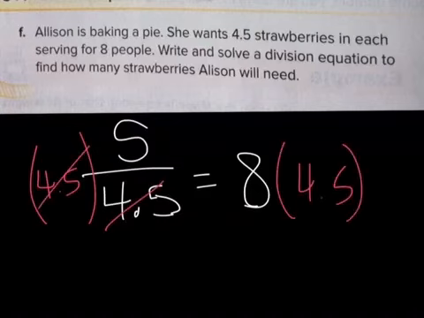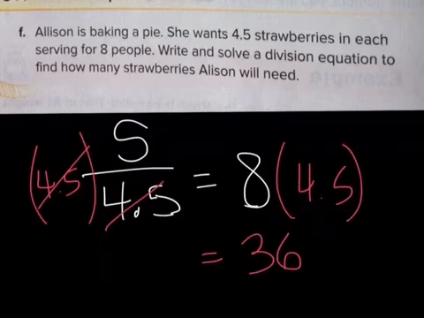Okay, so that's gone, and this side by 4.5. 8 times 4 is 32, and 8 times a half is 4, so this will be 36, right? Because 32 plus 4 is 36. So there's our 36, and that's our S, our servings. So she's going to need 36 strawberries, and she has to divide it by 8 to get servings of 4.5.